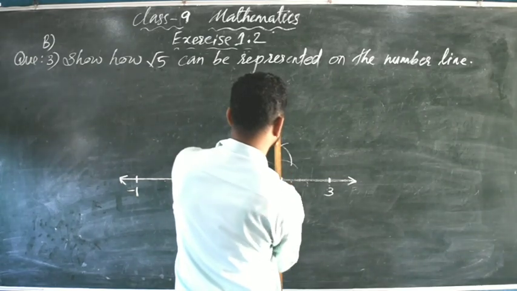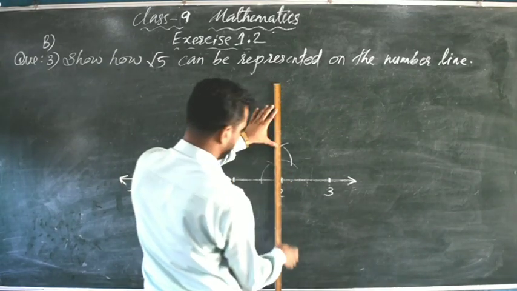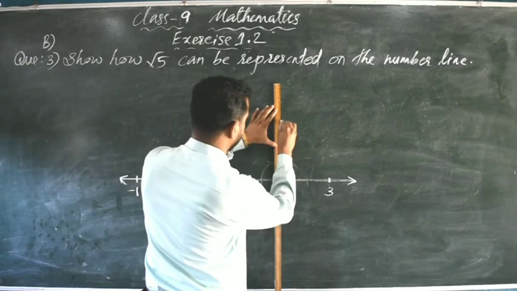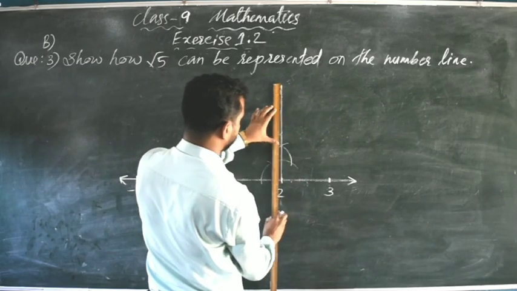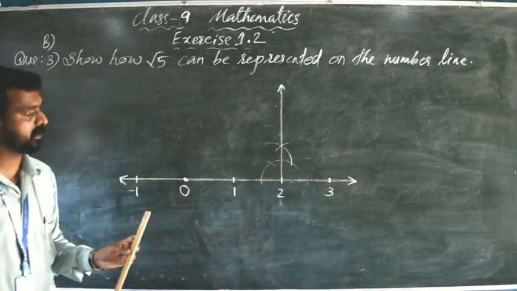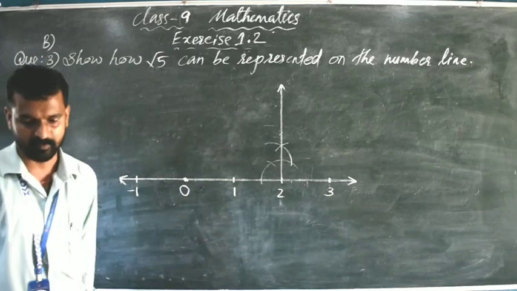Then join that point 2 and this point. Here we got a point now. That point we have to join, and draw a little upside there, and give an arrow mark there also. We have drawn a perpendicular. This one made it 90 degree. Then that line will be perpendicular to this number line.